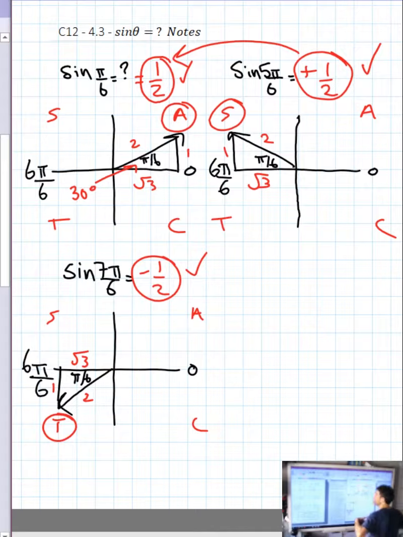So notice anytime we have a sine of a pi over 6 reference angle, no matter what the standard position is, that fraction is always 1/2 and positive or negative depending on the location.